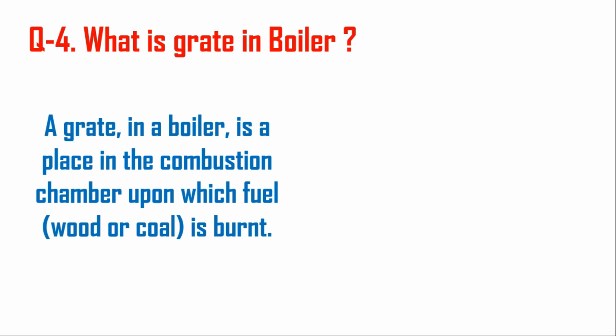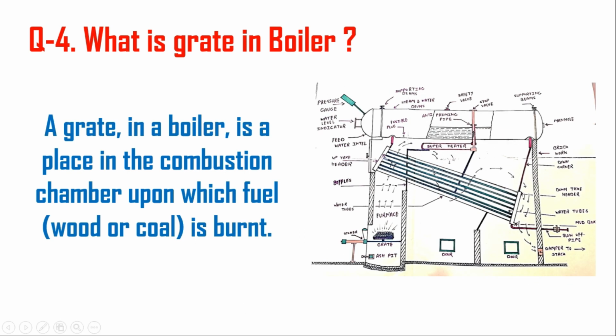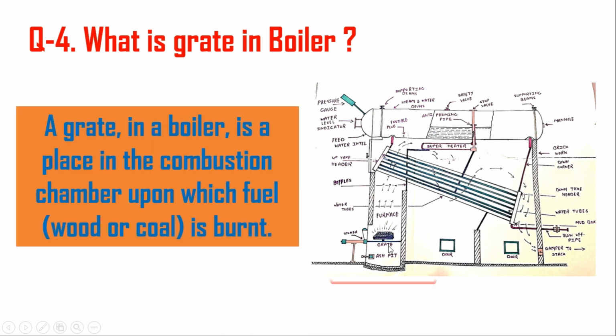Question number 4. What is grate in boiler? Here you can see that this is the schematic diagram of the Babcock and Wilcox boiler. Here you can see that this is a grate. The function of the grate is that it is a platform on which you can put the coal for the combustion, and generally it is a perforated type tray. After completion of combustion, whatever the byproduct is, ash, it falls down due to gravity and is collected in the ash pit.